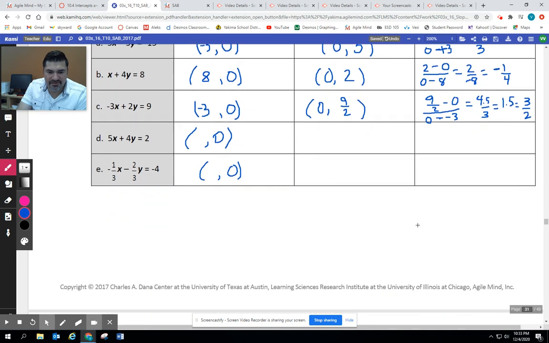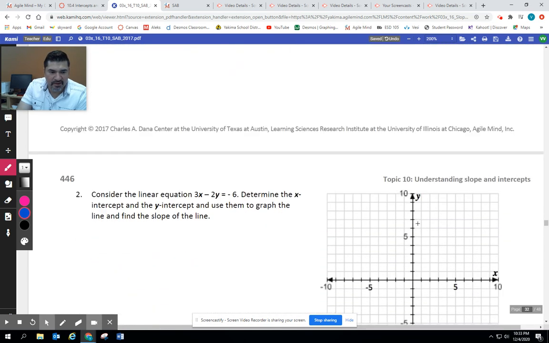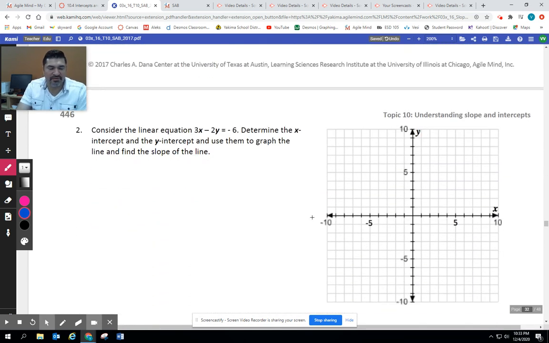Okay, so that's our consolidation activity. Let's go ahead and move on to number 2. It says, consider the linear equation 3x minus 2y equals negative 6. Determine the x-intercept and the y-intercept and use them to graph the line and the slope of the line. Okay, so this is where we're going to find our x-intercept and our y-intercept.